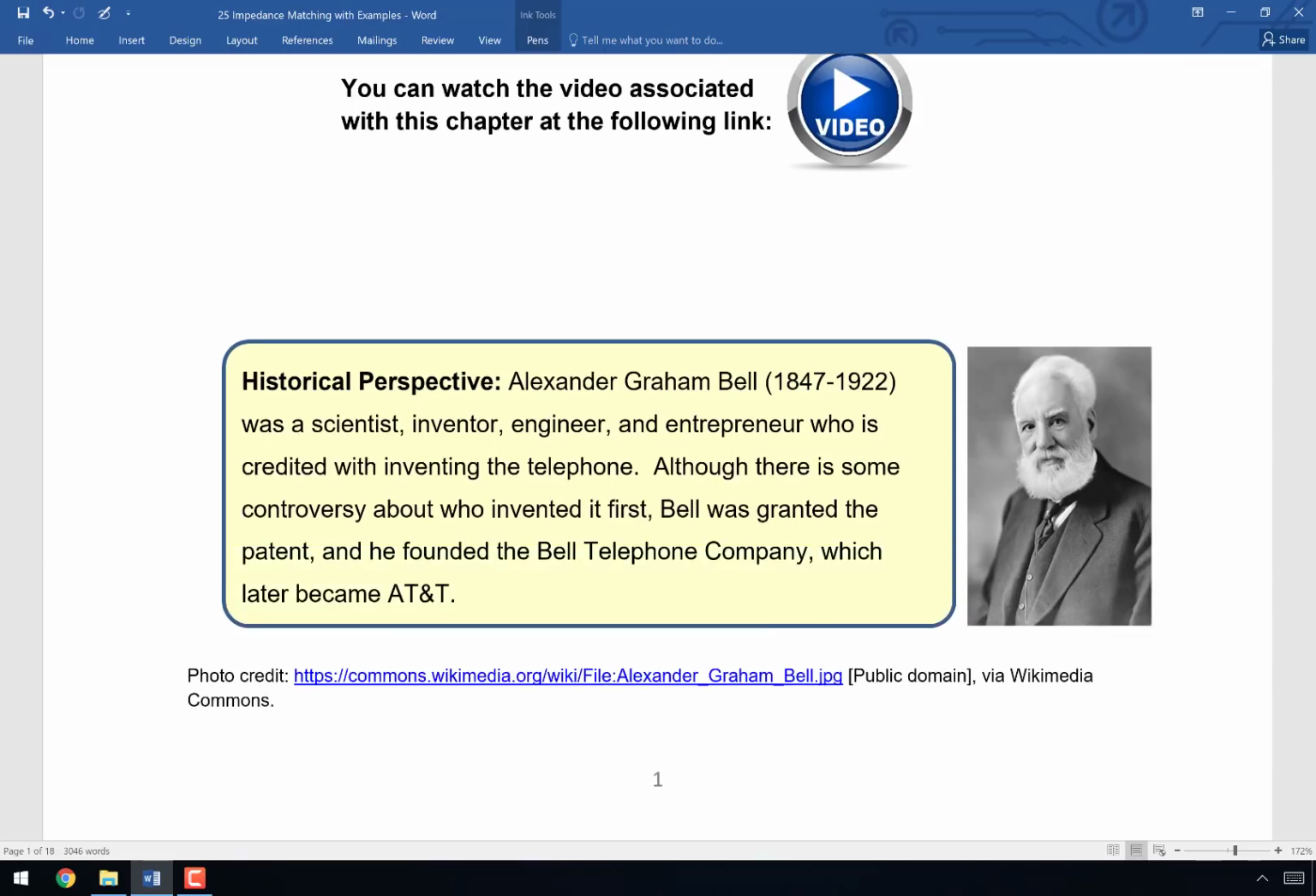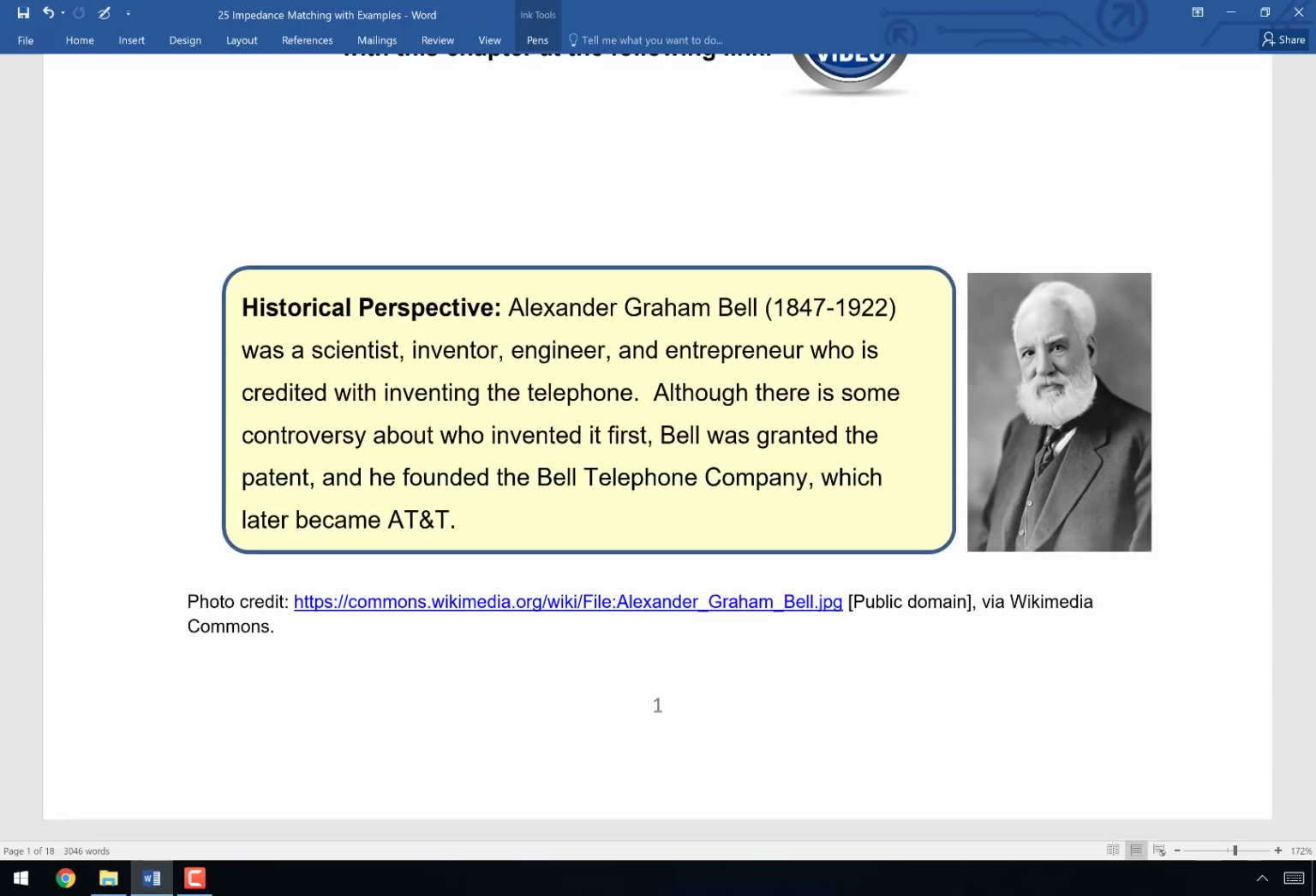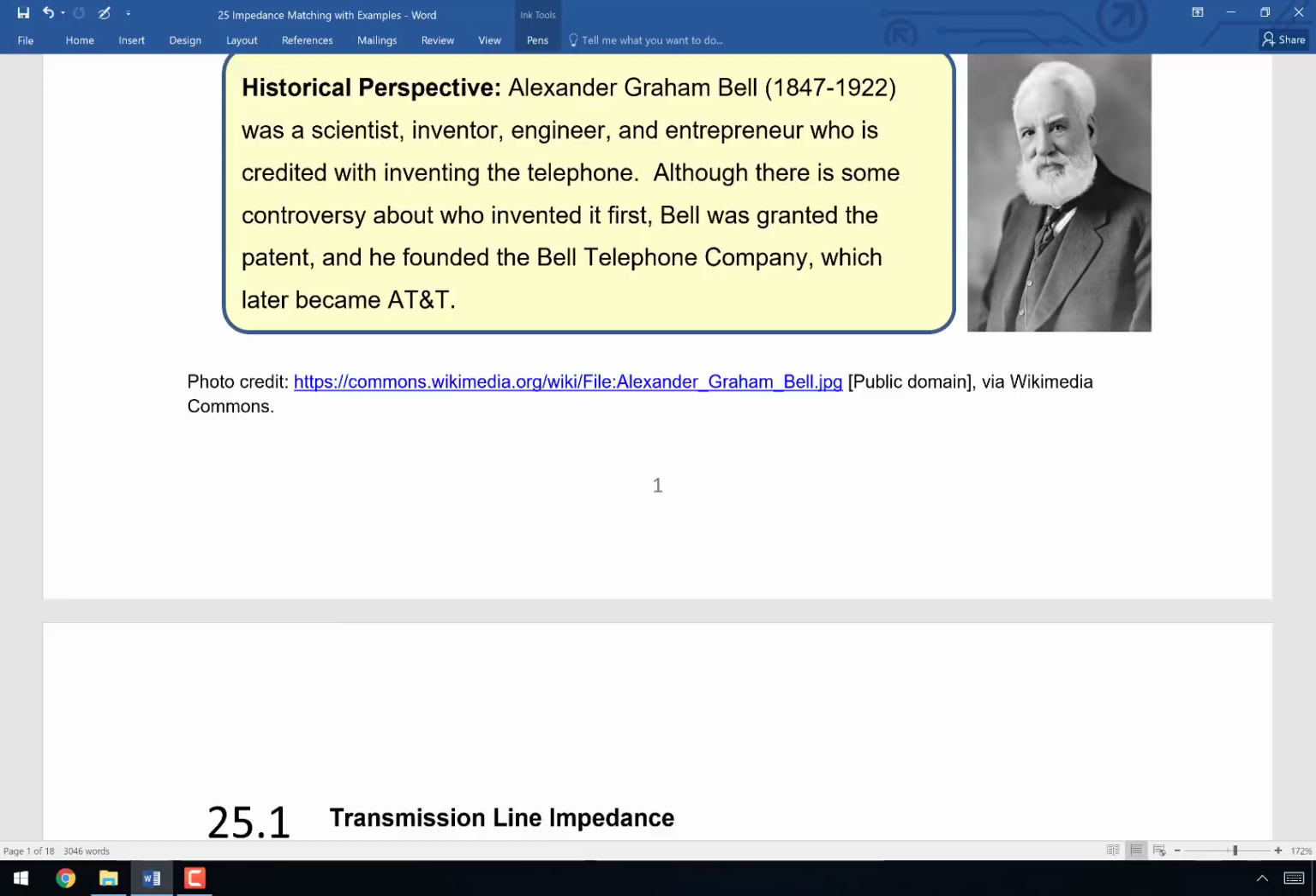Our historical perspective today is Alexander Graham Bell, because telephone lines were among the first transmission lines that were considered, and definitely impedance matching was important there to prevent the reflections that would cause echoes in the transmission lines. Telephone lines, telegraph lines, these were some of the very first applications. And Alexander Graham Bell not only received the first patent for a telephone, but he also founded the Bell Telephone Company, which later became AT&T.